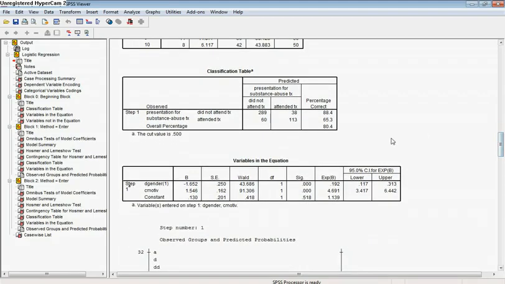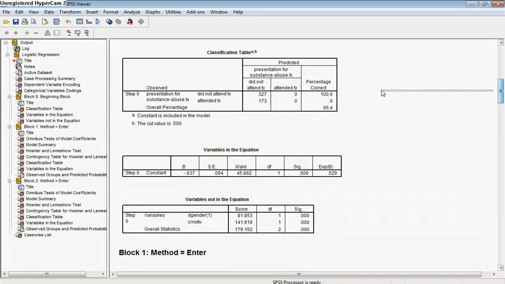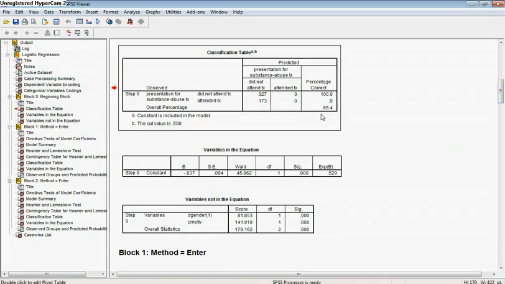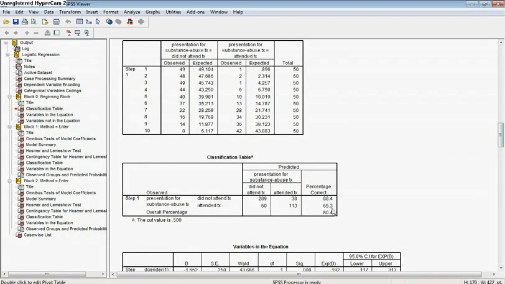Next we have our classification table, and if you can remember our classification table from before, I believe we had 65.4% correctly identified in the did not attend treatment category, obviously. And this time around, we have 80.4%. So our percentage correct did improve with the addition of our two predictors, gender and centered motivation. So that's a good sign.